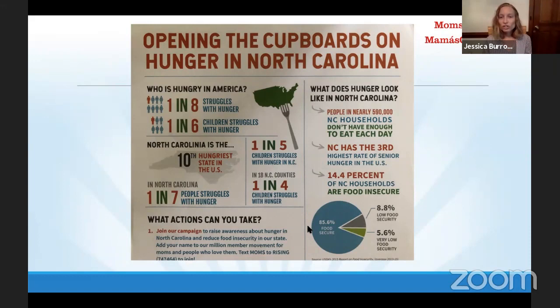And if you look to the right, there's a graph. 85.6% of people in the state are food secure, 8.8% are food insecure. So a food insecure family does not have access to the money and resources necessary to provide enough healthy, nutritious food for all household members to lead an active life. And these families have to make tough choices about the quality and quantity of food they're able to provide. And households with very low food insecurity often have to skip meals. And you'll see that's 5.6% of households in North Carolina.